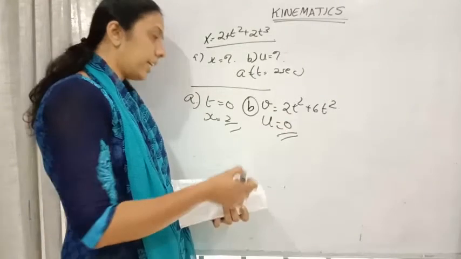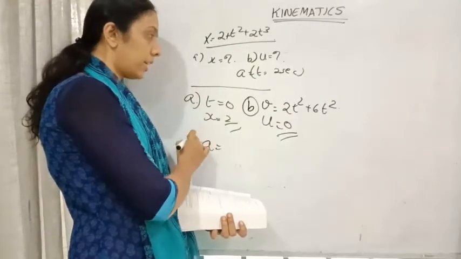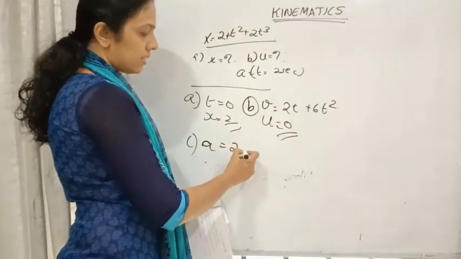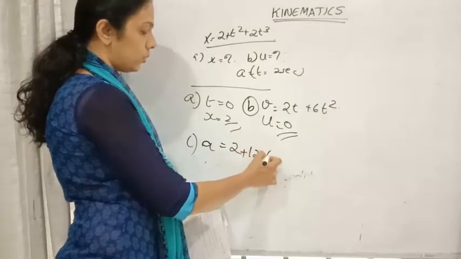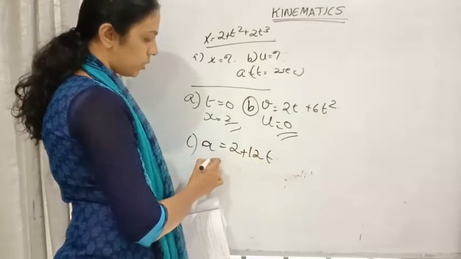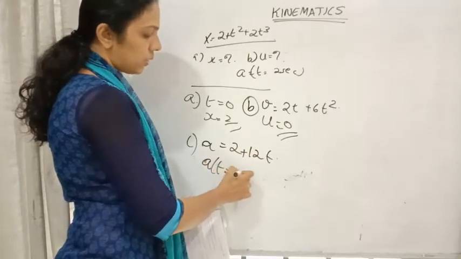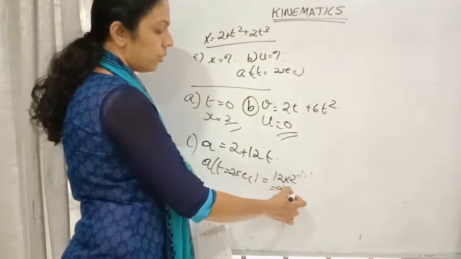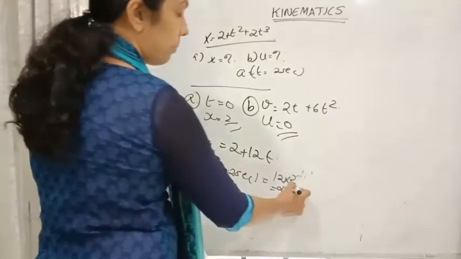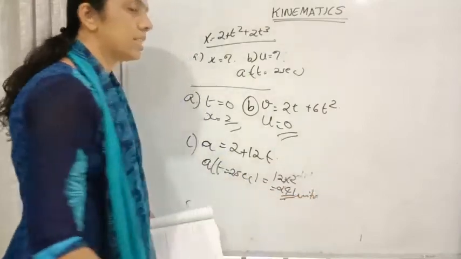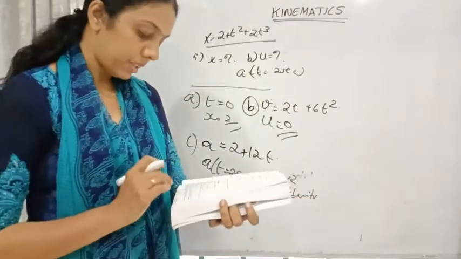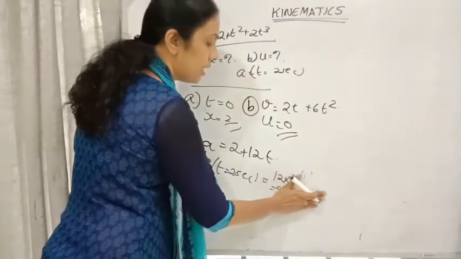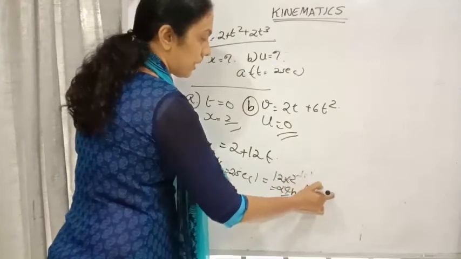And the acceleration of the particle. How can you find the acceleration? Acceleration: differentiating 2t gives 2, then 6t square gives 12t, you will be getting. Therefore at t equals 2 seconds, the acceleration will be 12 into 2, it is 24 units. Meter per second square or centimeter per second square, whatever you will be getting as the answer. Here x is in meters and time t is in seconds, so we can write it as meter per second square.